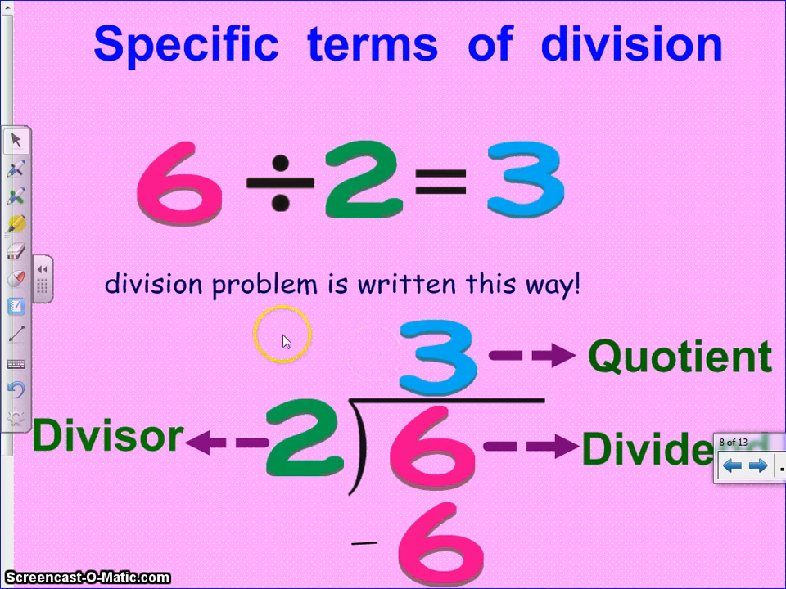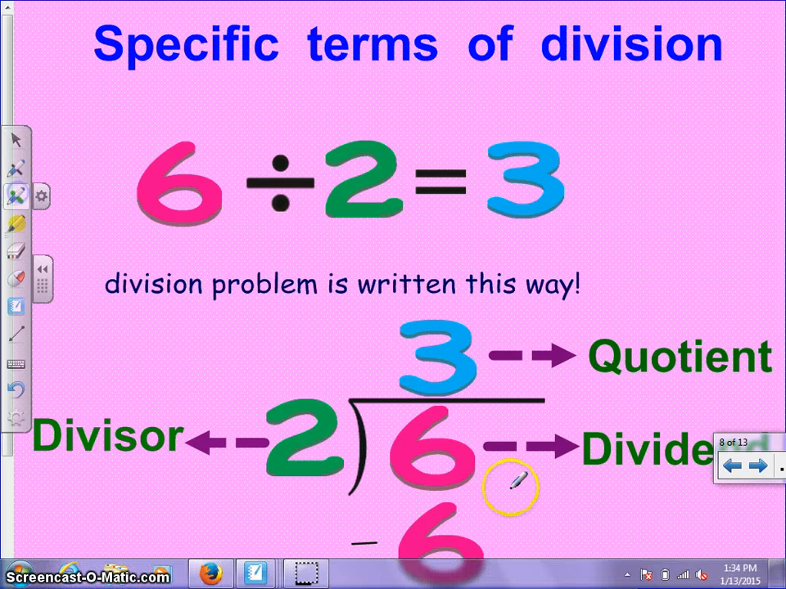Here are some different terms. A division problem can be written like this. We saw this symbol up here. It could also be written this way with this funky little bar looking thing here, where the number in the front would be our dividend. The divisor is the number we're dividing by, and the quotient is going to be our answer.